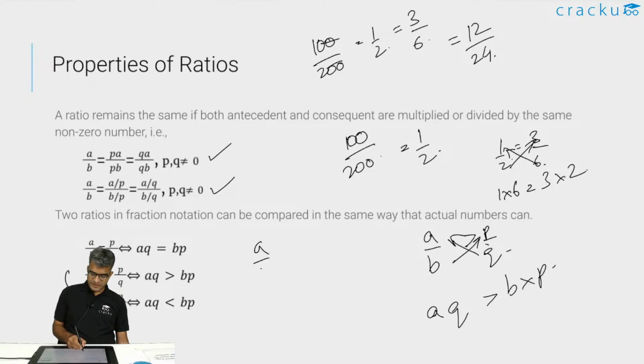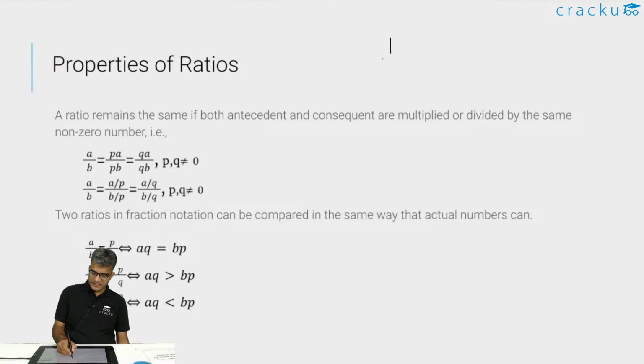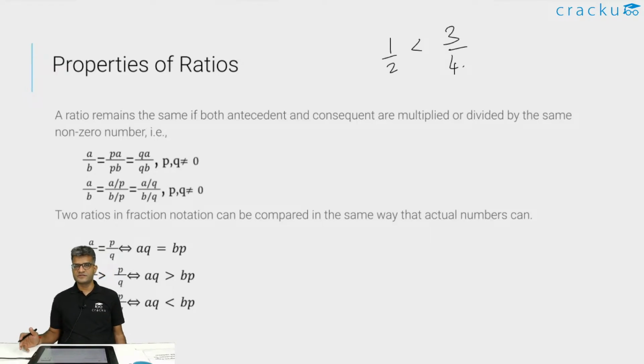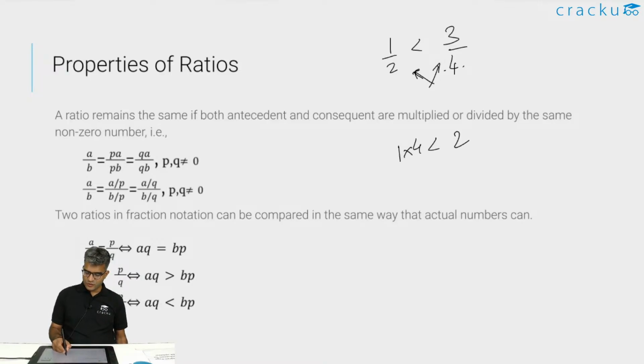Similarly, if A by P is less than B by Q, if you cross multiply, you will get A into Q is less than B into P. For you to understand this better, suppose we know that 1 by 2 is less than 3 by 4. This is true, right? 1 by 2 is equal to 0.5. 3 by 4 is equal to 0.75. Now if you cross multiply, 1 into 4 will be less than 2 into 3, or 4 is less than 6.